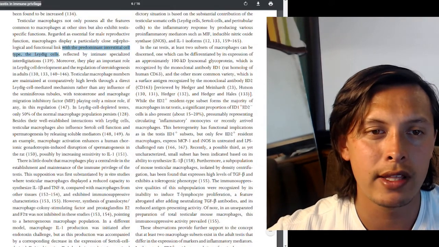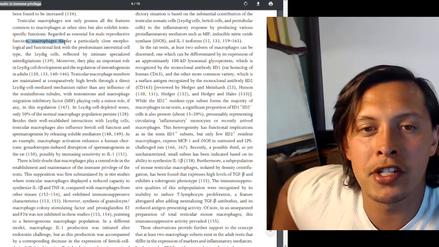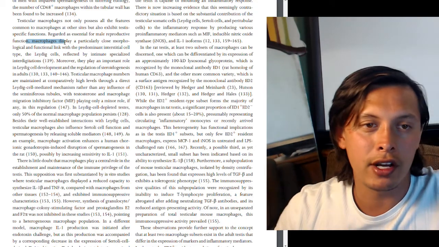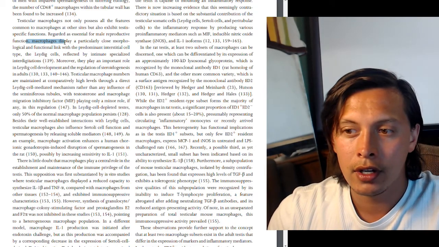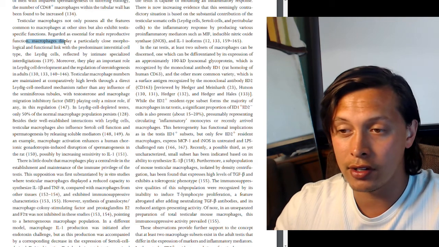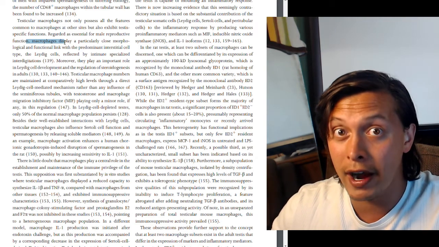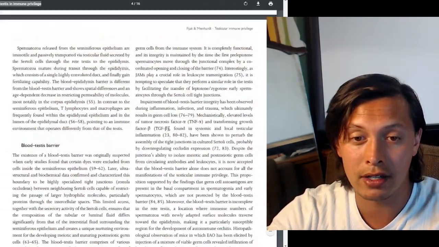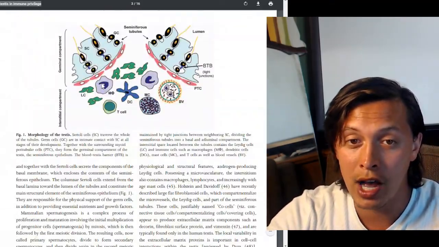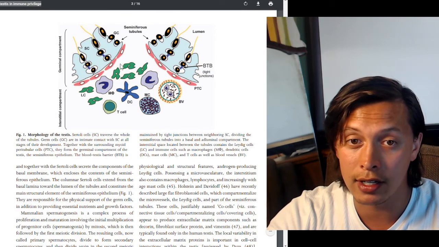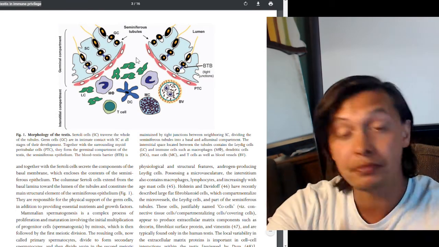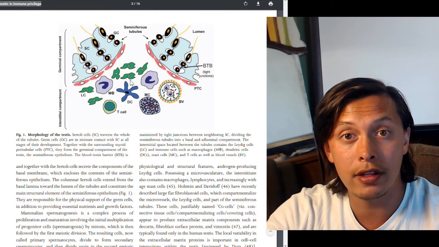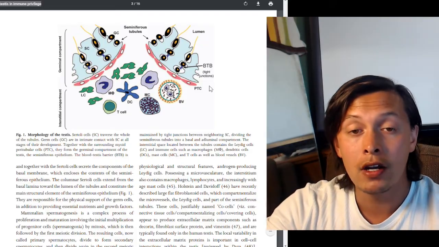So let me read this again. Macrophages display a particularly close morphological and functional link with the predominant interstitial cell type, the Leydig cells. So the predominant interstitial cell type is the Leydig cells. These are the cells that you find mostly in the interstitial space. So going back to this photo, you can see the most common cell that they have drawn here is the Leydig cells, right? And these are, as I said earlier, associated with the production of some hormones.